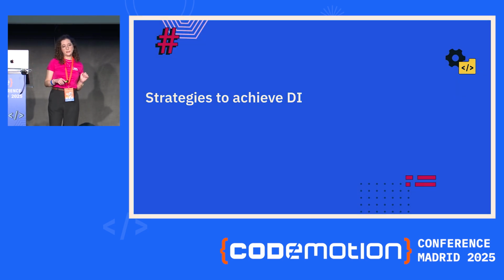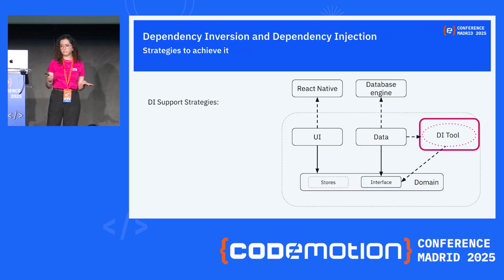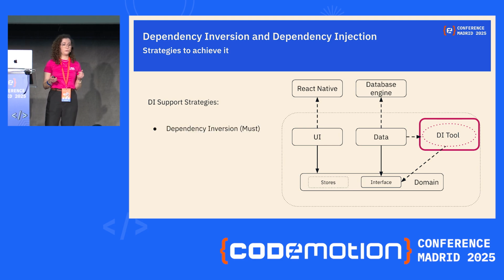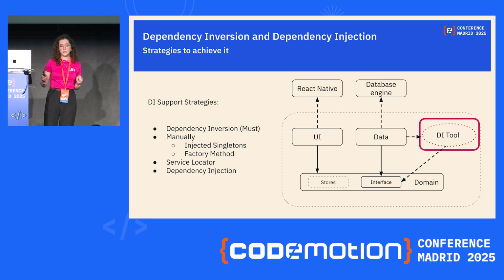So now we're going to get to the strategies we can apply to achieve this dependency inversion. So we're talking about our dependency injection tool right here. Sadly, it doesn't come for free. We have to implement it. So we'll highlight some options we're going to go through today. Basically, we're going to review dependency inversion, which we just discussed. We're going to talk about injected singletons, factory methods, service locators, dependency injection, and everyone's favorite, if you have used React, context API.